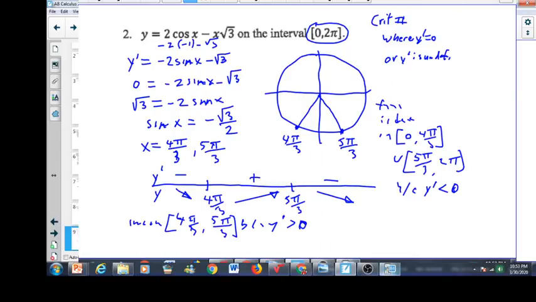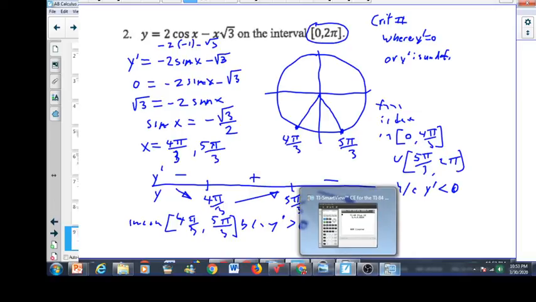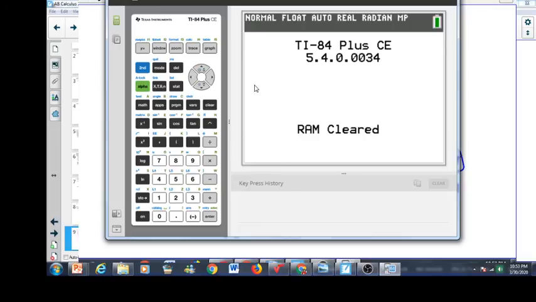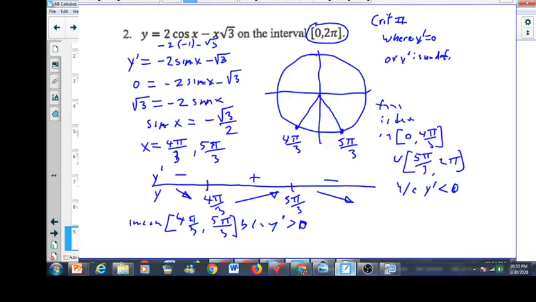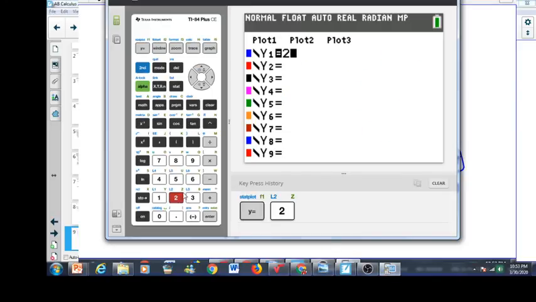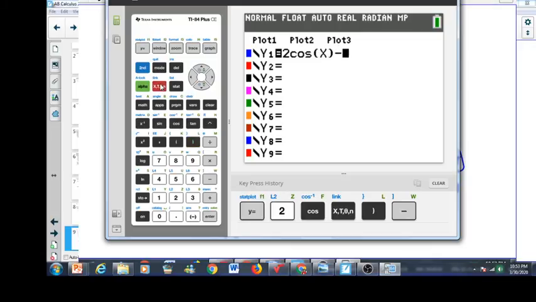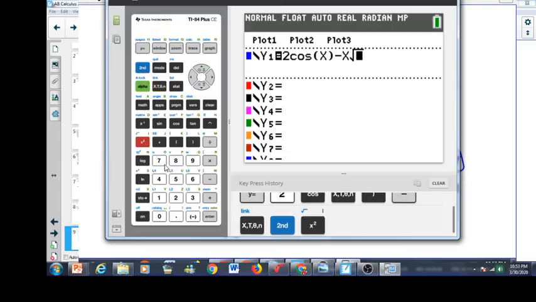So I want to go ahead and graph that on a calculator and see what it looks like. We are in radians. So let's graph that. We have, I remember what it is, 2 cosine x minus x square root of 3. Was that it? Okay. And we'll graph it.